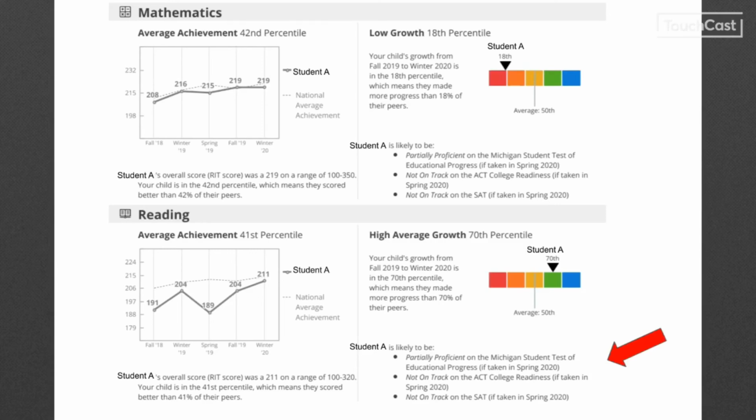The report also includes projections, which tells us how well your child is likely to perform on future assessments, like our state MSTEP test. Older students also receive projections for the ACT and SAT exams. If you look at the bottom right corner of this report, student A's score reflects the high average growth in math, but they are projected to be partially proficient on their MSTEP test when taken in the spring.